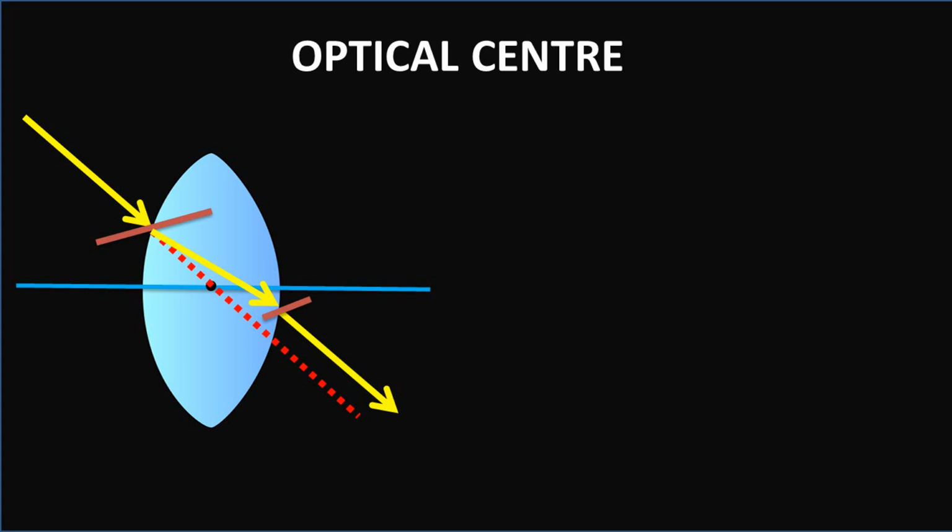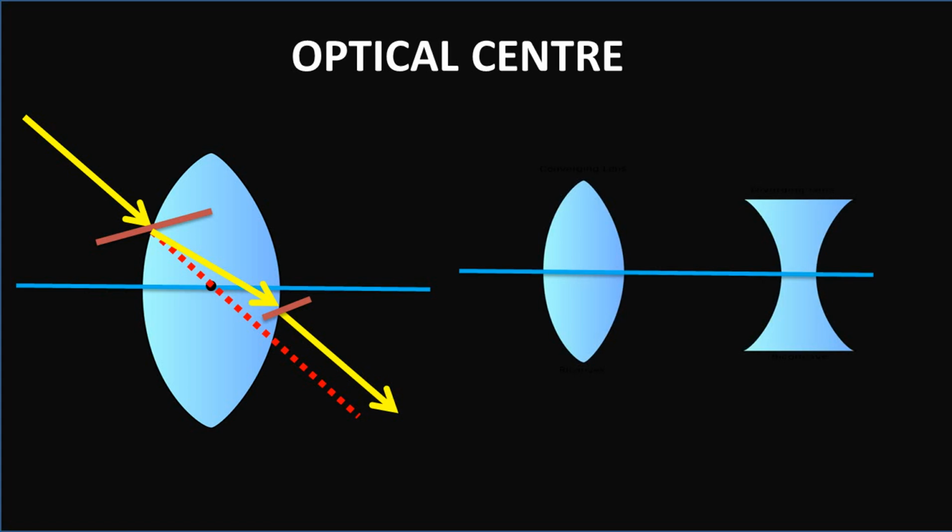Please note, generally the lens is very thin. So the shift is very small and it can be ignored. Therefore, a ray of light directed towards the optical center of a thin lens can be considered to pass through the lens undeviated and undisplaced as shown in the figure.